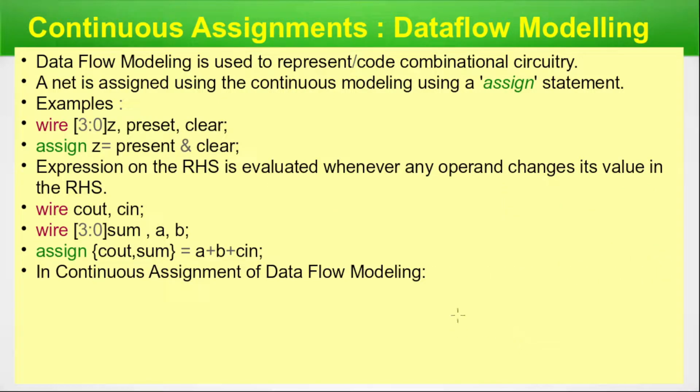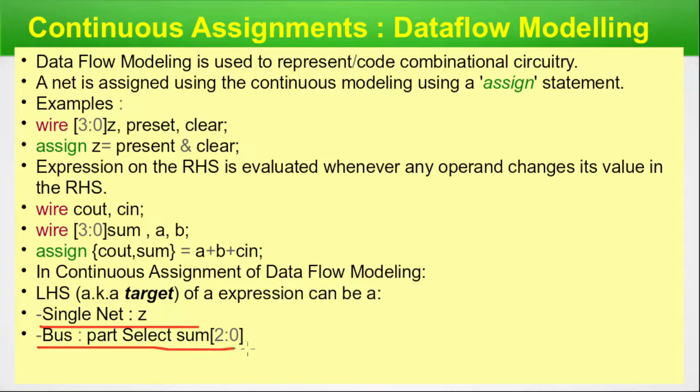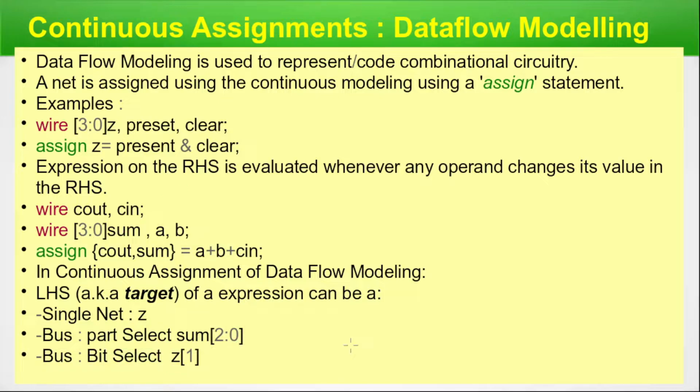In continuous assignment of data flow modeling, the LHS, that is the target, can be a single net, that is Z, a bus, which we have already encountered here, the sum one, then the bit select, a single bit. Z is a 4 bit, 3 down to 0, and here in Z we can assign one single bit also. Let me clear the drawings here. Z1 can be assigned individually, 1 bit, by any operation which we have discussed in the last slide, and with the assign statement we can assign this.